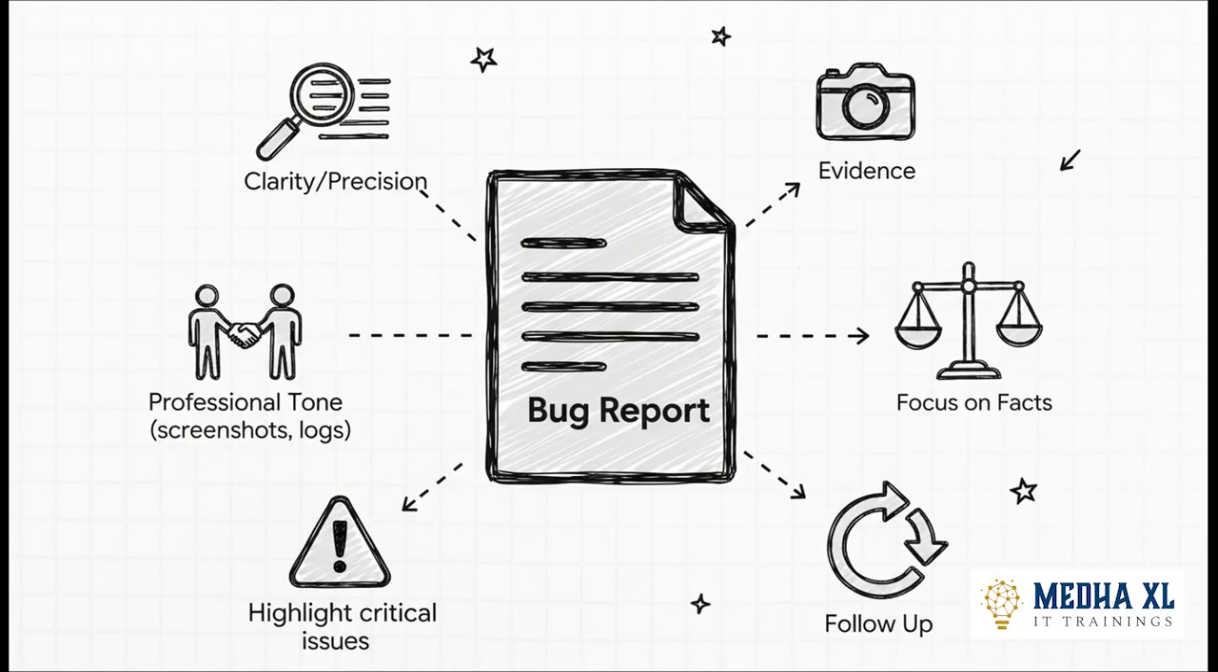And finally, none of this works without clear, fact-based communication. A great bug report is never about blaming someone. It's a collaborative tool that saves hours and hours of guesswork. When you use a professional tone and provide solid evidence, you turn a frustrating problem into a shared challenge that the team can rally around and solve together.